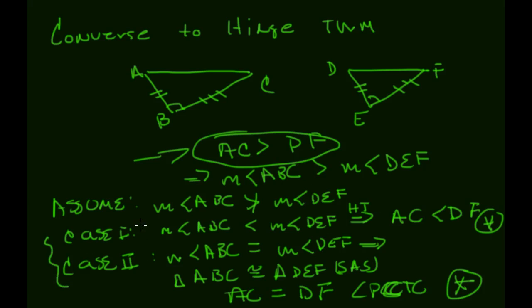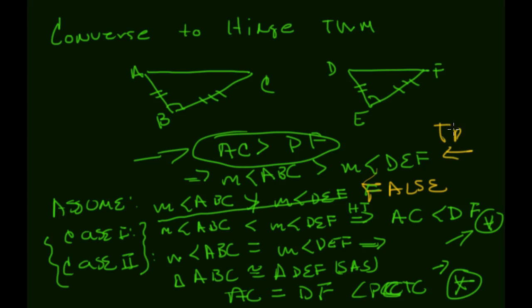So both cases that are possible from the assumption both create contradictions, which means that the assumption is again false, which means that the conclusion that we want has to be true. So there you go, that's proof again by contradiction.